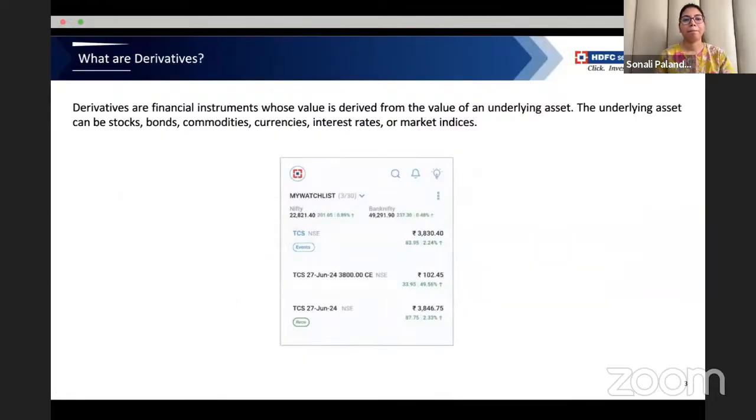Now, as basic as this should be, what are derivatives? And let me tell you all that if you have any queries, you can put them into the chat box. Whenever I'm done with this content, I can take up the queries. I'll give you a dedicated time to ask your questions at the end.